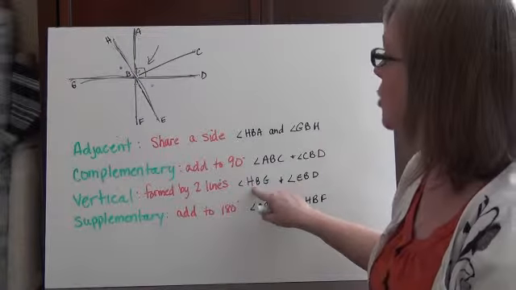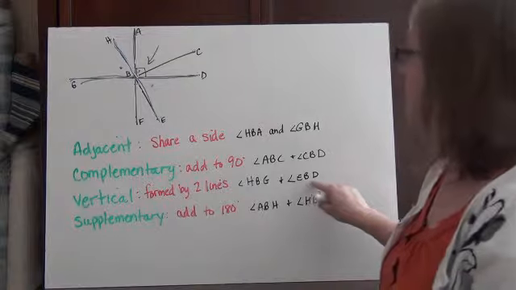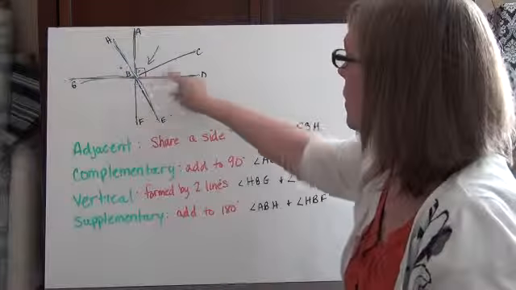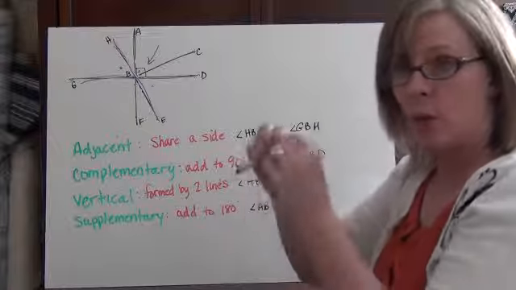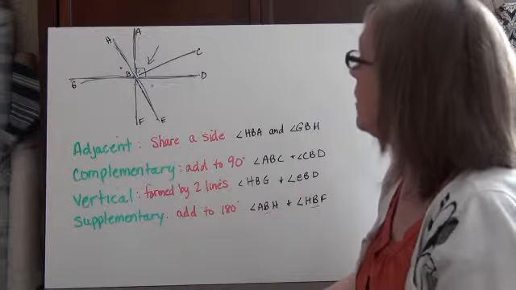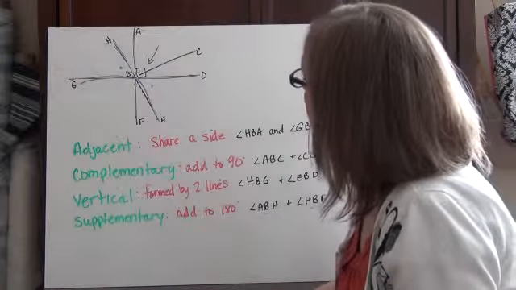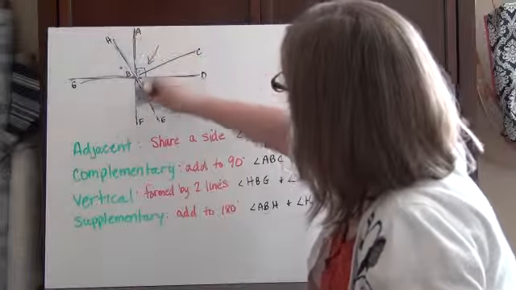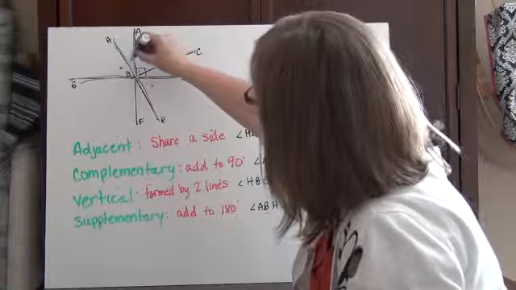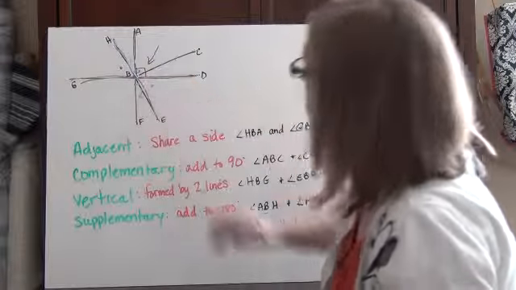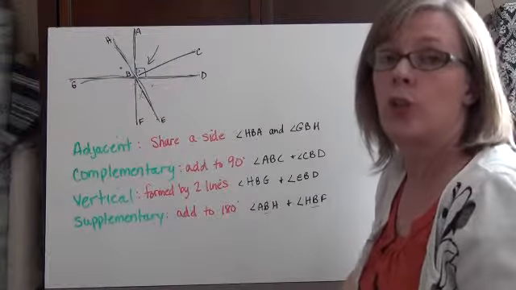So I chose HBG here and EBD. Notice they're going to have the same vertex because vertical angles always meet there at the point in the middle. There are other vertical angles in there. Let's see if we can find one. If I used this line and this line, then I would find a little angle right here and a little angle right here. Those two are vertical angles to each other.